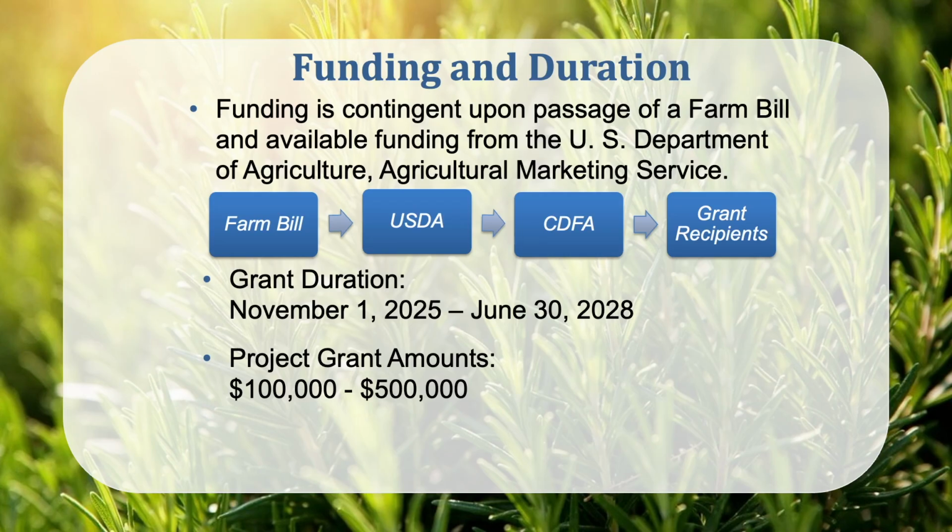This is how funding for the program works. The USDA receives funding from the Farm Bill, and then approved funding goes to CDFA, and CDFA subawards funds to recipients. The 2018 Farm Bill contains provisions for the continuation of this program. However, as of the date of this webinar, Congress has not passed a new Farm Bill or a continuing budget resolution to reauthorize funding for the program. While CDFA anticipates continued funding for the program as described in the 2018 Farm Bill, grant awards will only be made if continuing authorization for the program is established and funds are made available by USDA AMS.